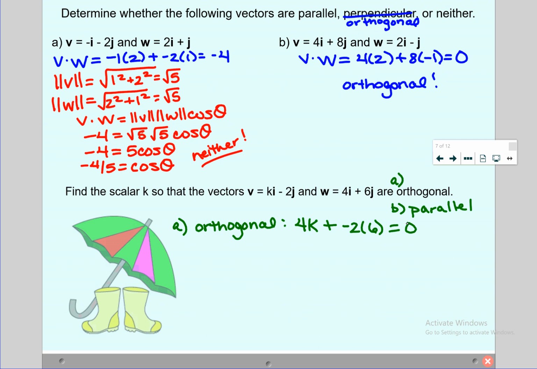So I create my equation, equals 0. And then you just have this little linear equation to solve. So 4k equals 12, and Andrew is right, k is 3. Then you can always double check it. If you make k equal to 3, double check that you get a dot product equal to 0.